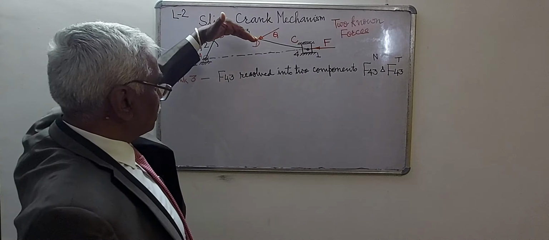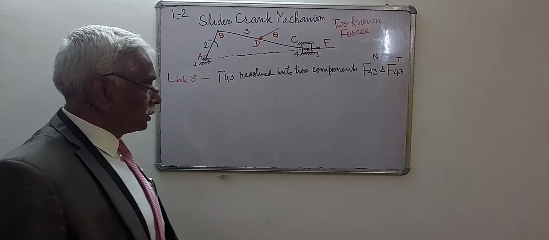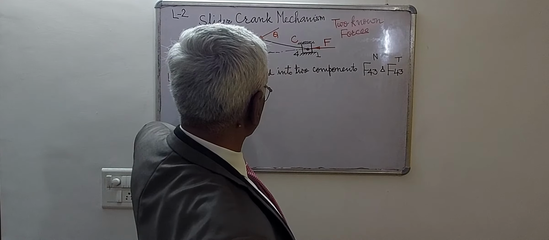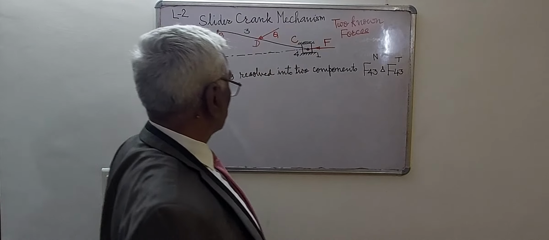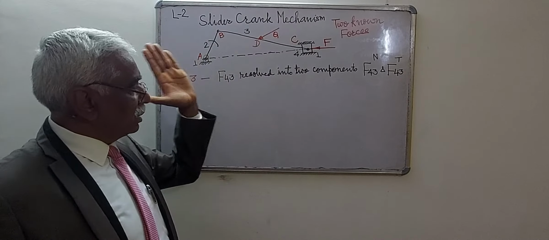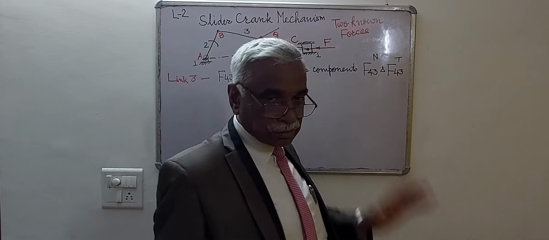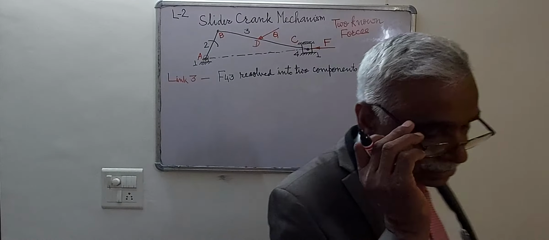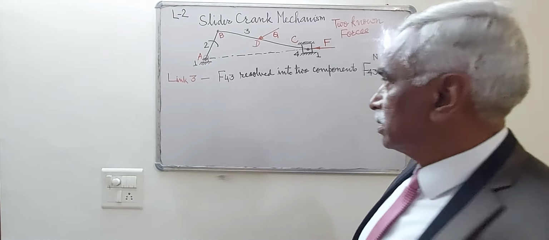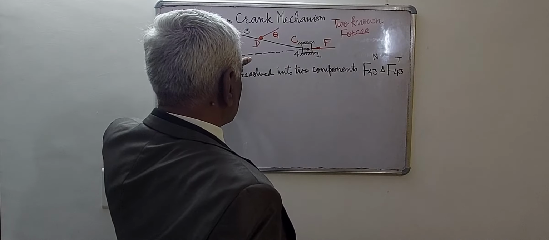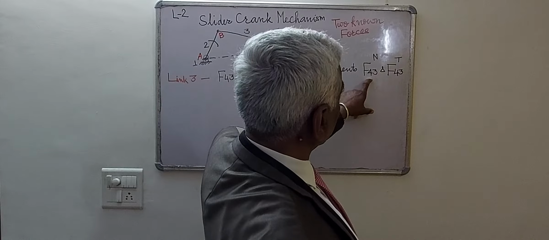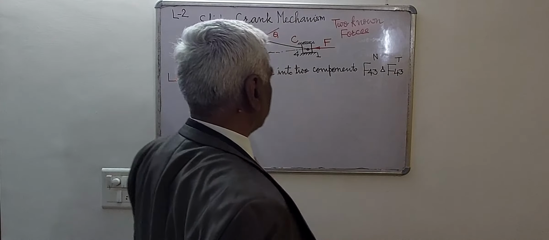One component of force will be parallel to the link BC, that is F43N. F43N is parallel to the link BC or parallel to link number 3, and the other force will be perpendicular to link BC, and that component of force is indicated by F43T. As I told you in my previous lecture, a force can be resolved along two perpendicular axes, X and Y. So, this force which is resolved along the length of link number 3 is indicated by F43N, and the other will be perpendicular to it, F43T.